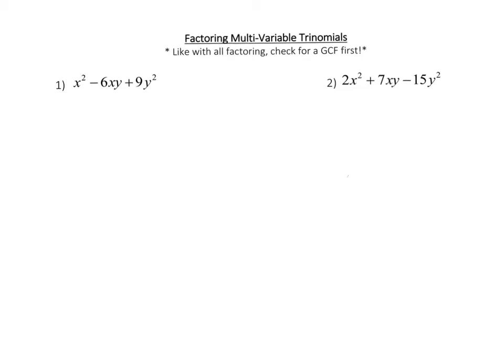Okay, so just like we factored any trinomial in the past, we're always going to use that AC method where we multiply the first and the last. So we're going to go ahead and do that. So my first term is x squared, and I'm going to multiply that by 9y squared. And when I multiply that, I just simply get 9x squared y squared. A little different, but still the same concept. And we want to find the factors that are going to add to this middle term of negative 6xy.